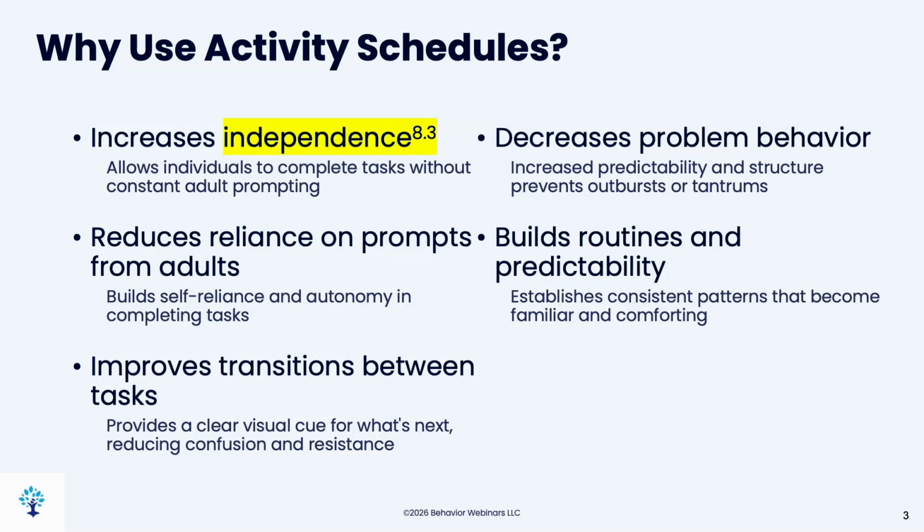It allows them to complete the task without adult prompting, like everybody telling them what to do. This reduces reliance on prompts. It builds self-reliance and autonomy. Even if you're looking at a task analysis, you can use pictures to break down the task so they can engage in it on their own.